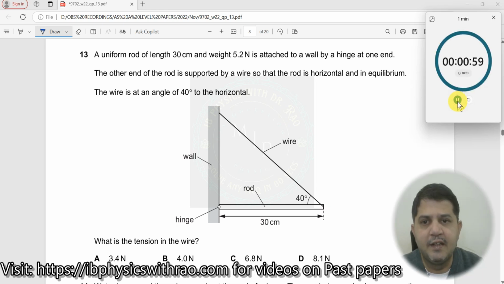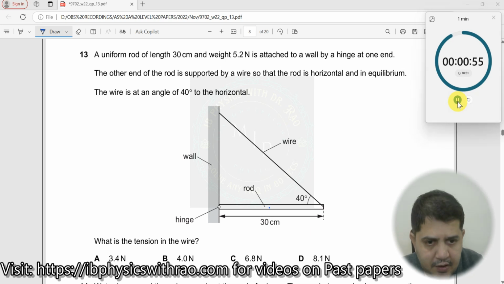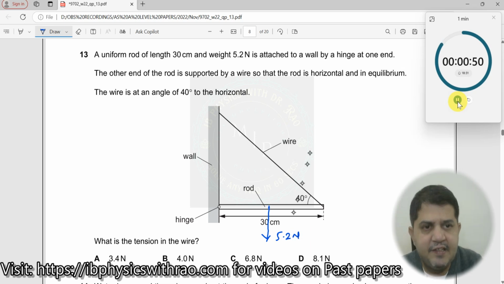Question number 13. A uniform rod of length 30 centimeter, weight 5.2 Newton. Weight acts at the middle. So I'll write this as 5.2 Newton acting here. It's attached to a wall at one hinge. The other end of the rod is supported by a wire so that the rod is horizontal and in equilibrium.